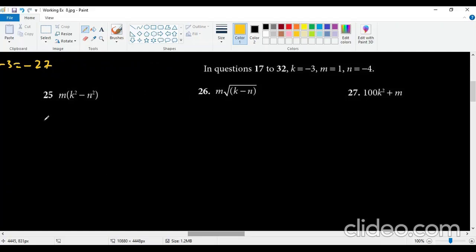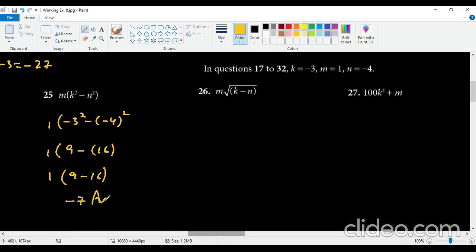Now comes question number 25. M value is 1, k is a negative 3 square minus negative 4 square. So that means this gives you a 9 minus plus 16. It's going to give you 9 minus 16, which is going to give you a minus 7 as an answer for this question.